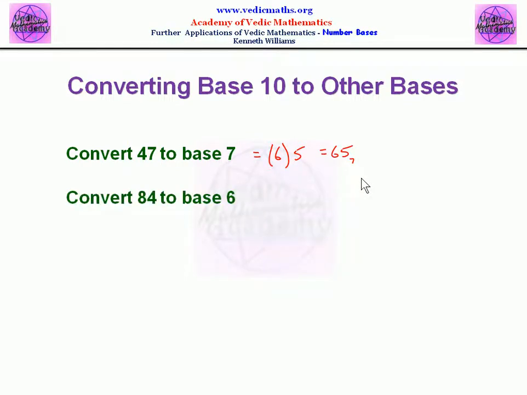Convert 84 to base 6. We divide 6 into 84. Well, 6 into 8 is 1, remainder 2. 6 into 24 is 4, remainder 0. Well, we've got a 14 here, so we can divide by 6 again. 6 into 14 is 2, remainder 2, so we get 2, 2, 0 in base 6.